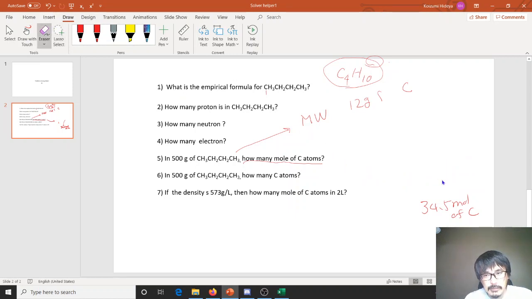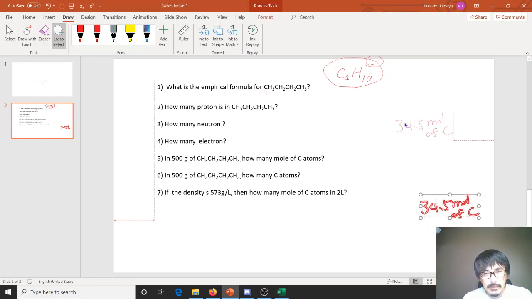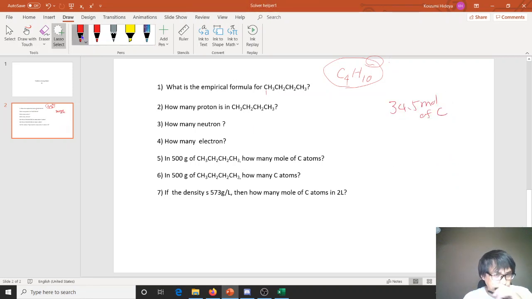I feel like I'm spending way too long erasing the problem. So I'm just trying to move it around all the way to somewhere around here. Okay, good. And let's do the next problem, problem number 6.